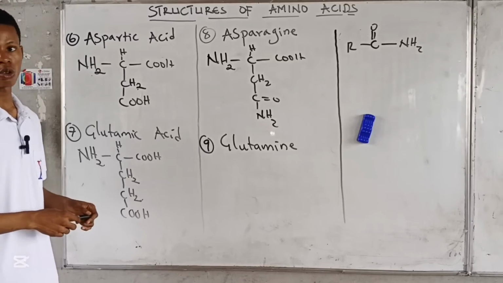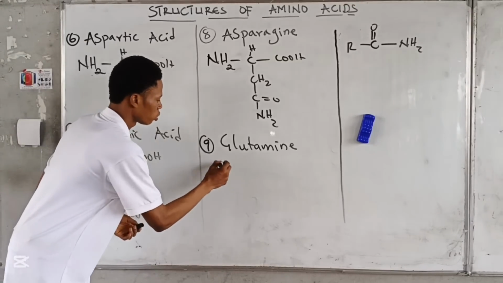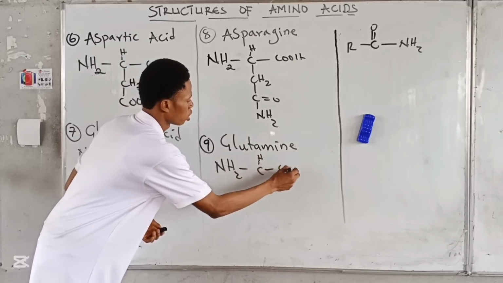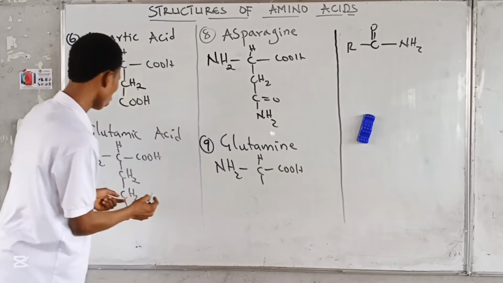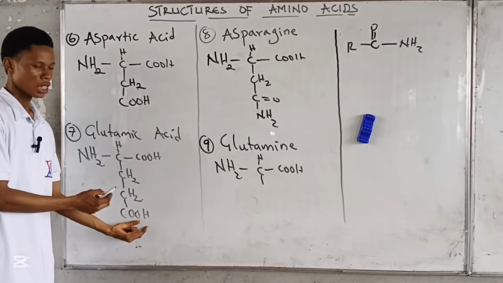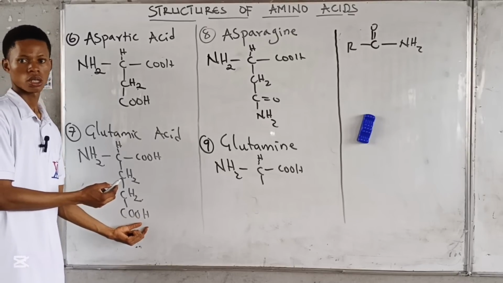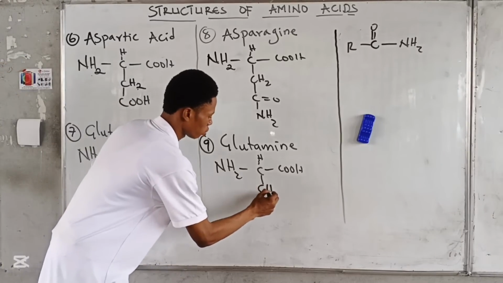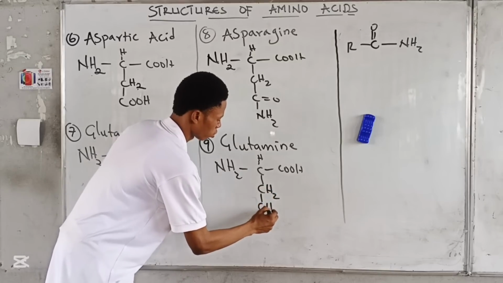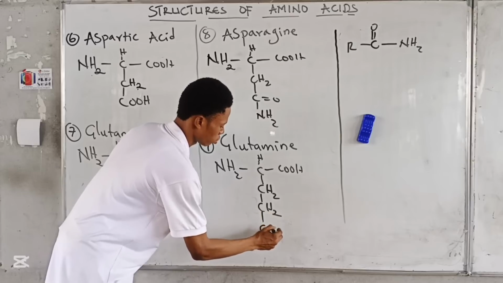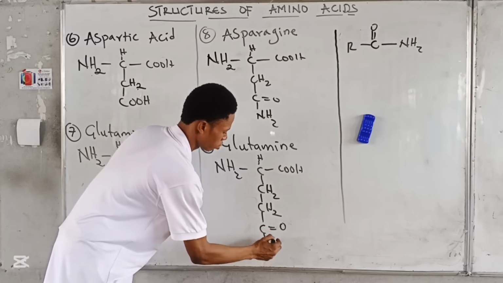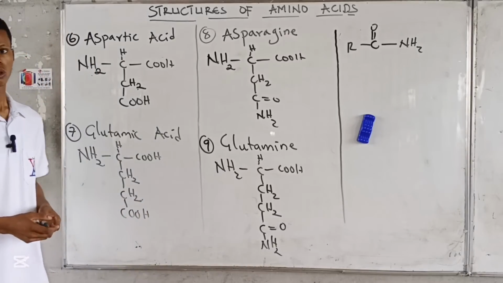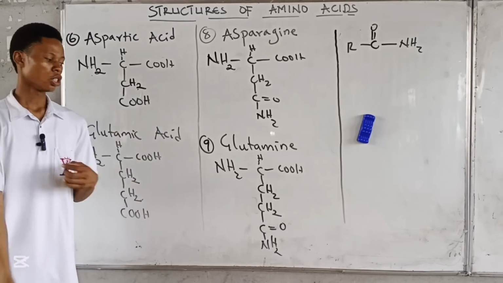To draw the structure of glutamine, what do we do? We just draw glutamic acid, right? Instead of OH, we put what? NH2, right? This structure we have here is glutamine. Glutamine. So you can draw that.